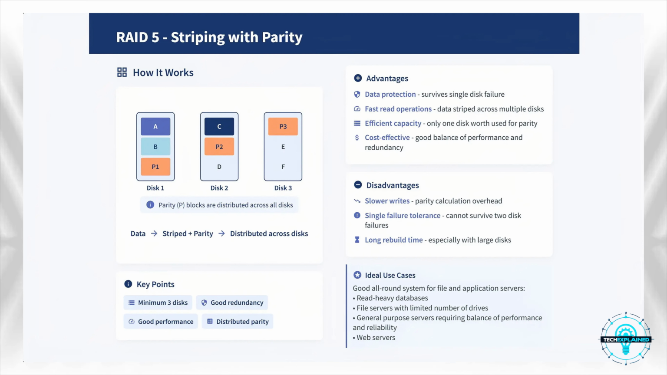The disadvantages of RAID 5 are slower write performance due to parity calculations. Rebuilding a failed drive can take a long time, especially with large drives. If a second drive fails during the rebuild process, all data is lost.